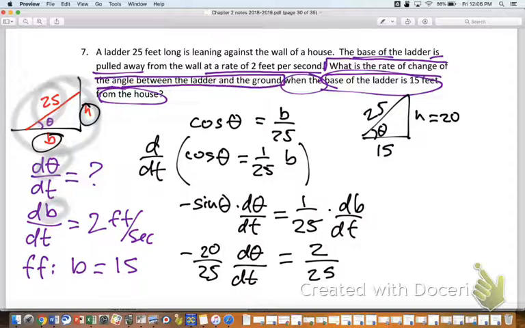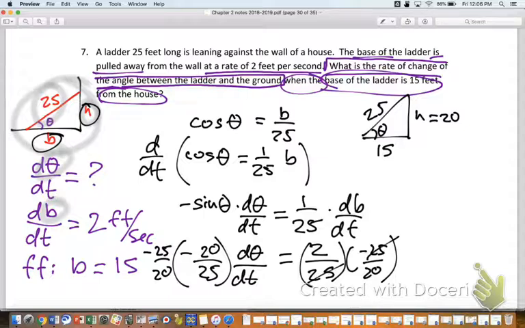And then it's just a matter of multiplying both sides by negative 25/20. So I'll just squeeze that in here and here. So nicely enough, the 25s cancel out, and I get negative 1/10. The 2/20.